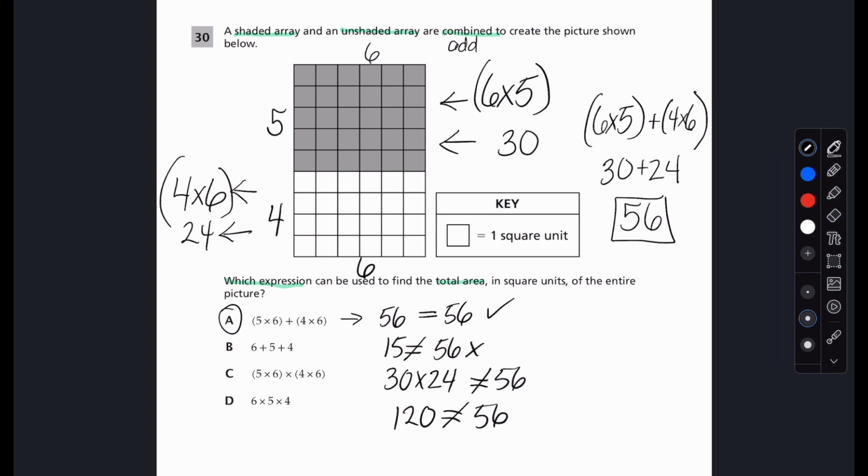You can either recognize the pattern in the arrays and go 5 times 6 and 4 times 6. Or if you're not sure, you can actually figure out the total number inside and figure out which of these has the same value, because they're asking for just an expression that is equivalent.